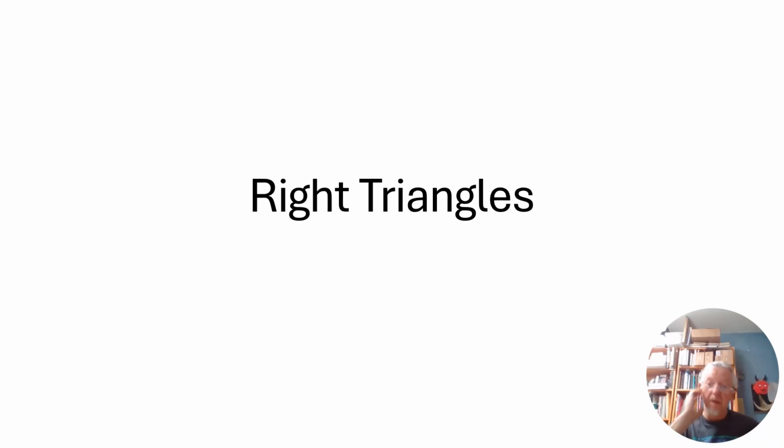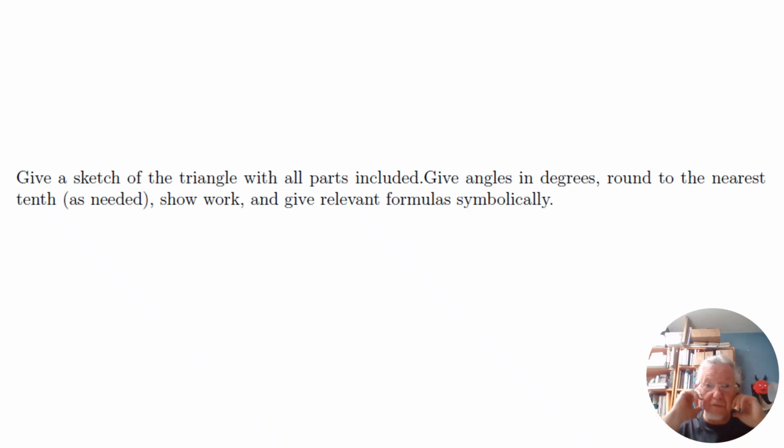Okay, I'm back. All right, a few things that are not about triangles, or about right triangles in particular. Give a sketch of the triangle with all parts included. Angles or vertices, right? The corners, the vertices are all labeled with capital Roman letters, and then the sides opposite the angles are the same letter, lowercase Roman letters.